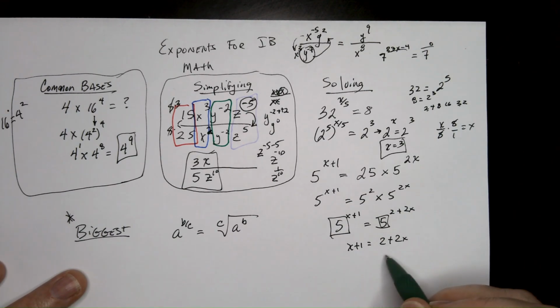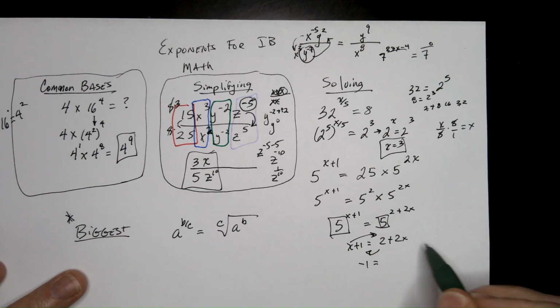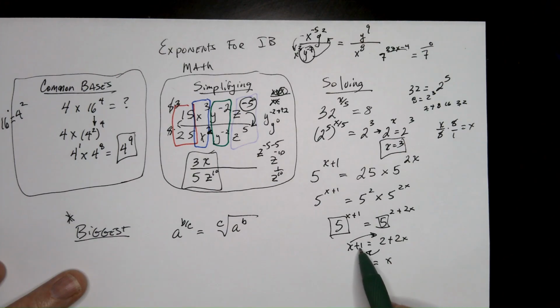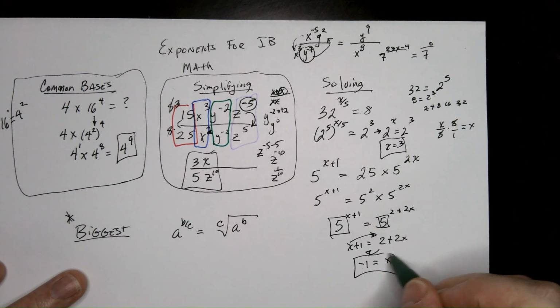So now I can solve. I'm going to move the 2 over there by subtracting it. I'm going to move the x over there by subtracting it. x is negative 1. That's it, right? Negative 2 plus 1 is negative 1. Just move it. Boom, we're done.